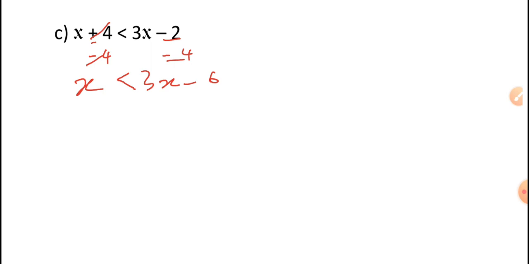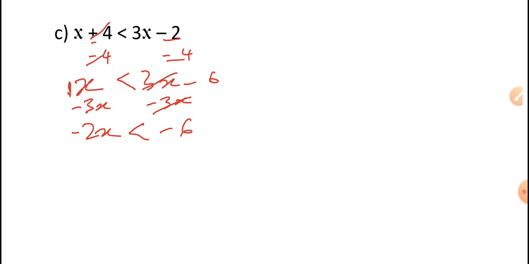Now, I'm going to collect all the x on the left hand side. To do that, I have to get rid of the 3x on the right hand side. So I'm going to take away 3x here, and I'm going to take away 3x here. So now on the left hand side I'll have x minus 3x. So it's like saying 1x here, isn't it? So 1x take away 3x is minus 2x. The 3x and the minus 3x cancel out, leaving just minus 6.